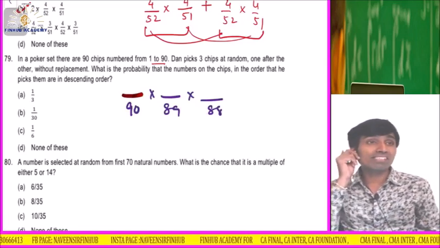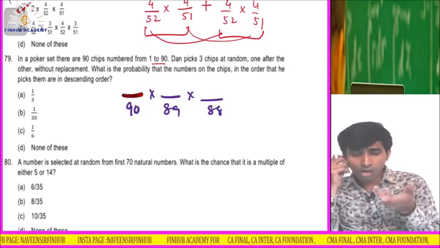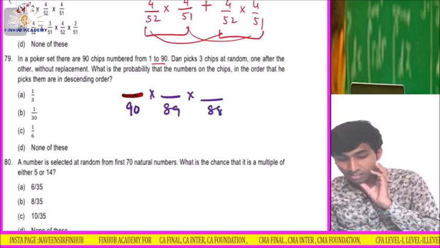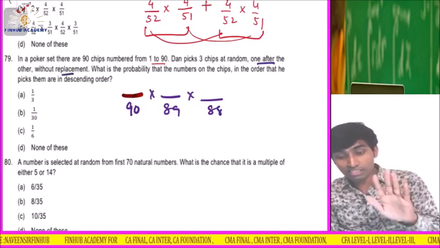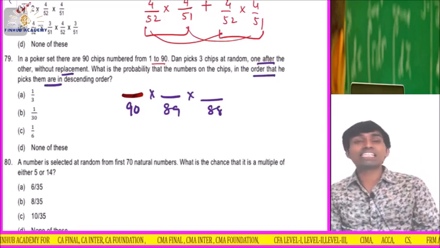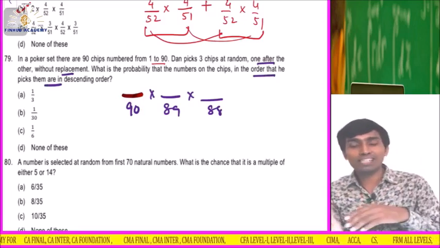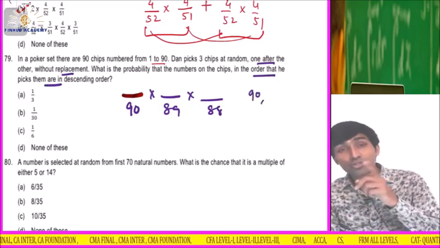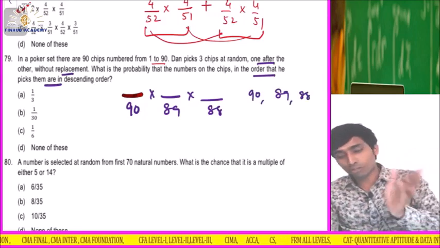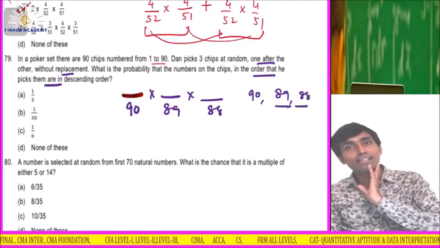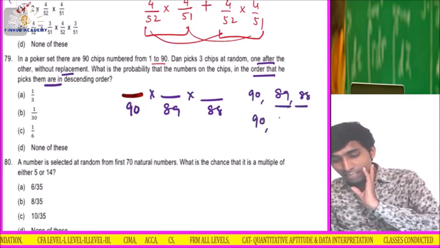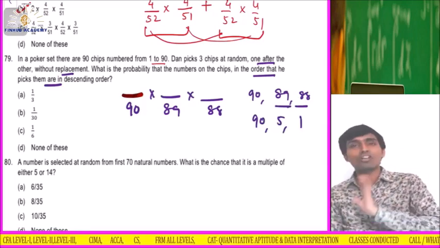Now the question comes, sir, how will we solve this? They are saying one after the other without replacement. The problem is that the numbers of the chips you draw, in the order you pick them, should be in descending order. It is 1 to 90. So if you pick 90 first, the next one should be 89 and 88. It's not like that. What they mean is it should be less than 90. Understood? Less than 90. So it can be 95 and 1, but it should be in this order only.